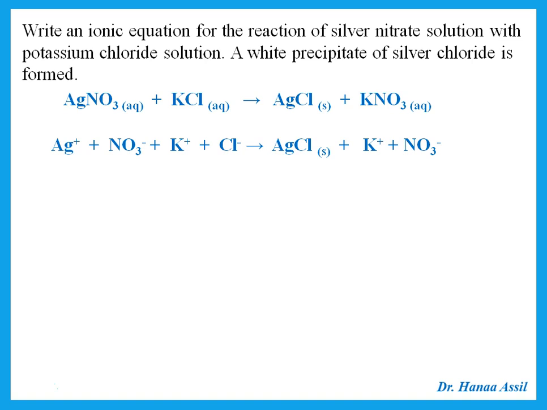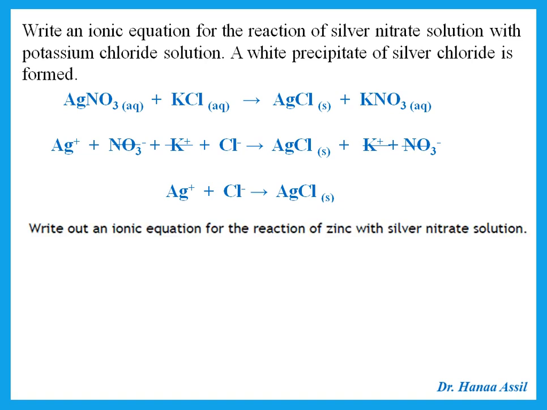Then we ionize whatever is aqueous. Silver ions, nitrate ions, potassium ions, chloride ions. The silver chloride is a solid, you leave it as it is. Potassium ions, nitrate ions. And then you cancel whatever is the same on both sides of the arrow, nitrate and nitrate, K plus and K plus. What am I left with? I'm left with Ag plus plus Cl minus to give AgCl. Again, this is the ionic equation for formation of silver chloride. Of course, silver chloride is made from silver ions plus chloride ions.